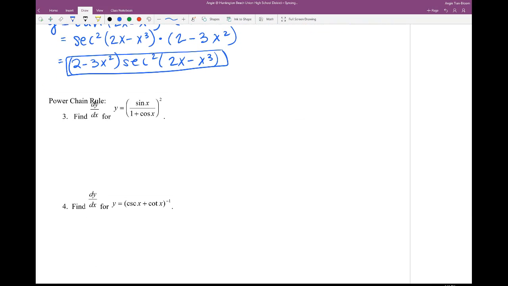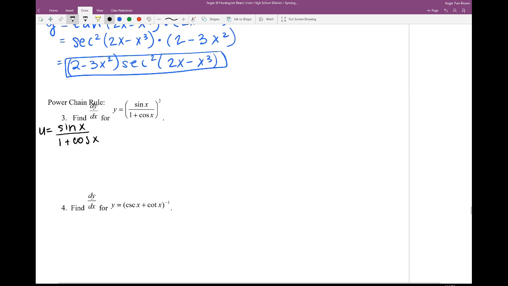Let's practice some more on number 3. So now you have a couple of different things, okay? You're going to need to do this slowly and carefully, okay? Let's think about this. Take the derivative of sine of x over 1 plus cosine of x, squared. So let's use u right now, so that way it's not confusing, okay? So let u be sine of x divided by 1 plus cosine of x.